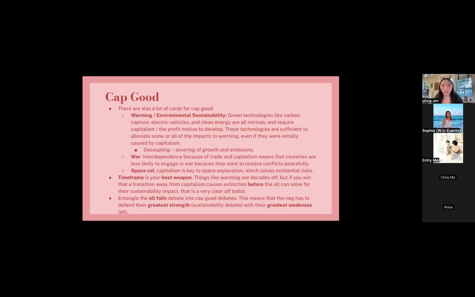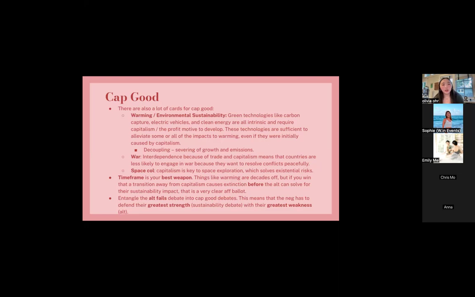In cap good debates in general, time frame is definitely your best weapon. So usually the 2NR will go for warming, but warming is decades off, or maybe a longer time frame than what the aff impacts would be. But you should win that a transition to capitalism caused extinction before the aff / capitalism caused extinction via warming, and before the alternative can resolve for the sustainability impact. So that makes for a very clear aff ballot because you can only die once.